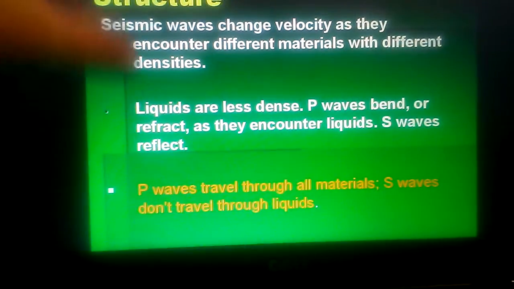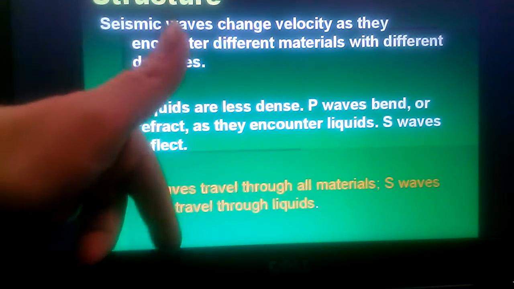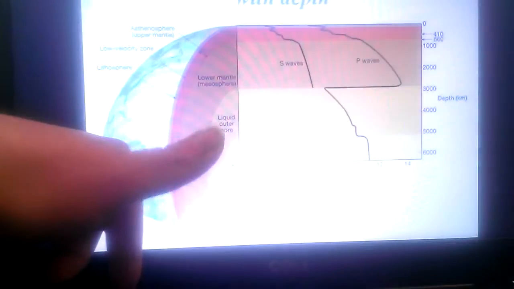So that is what you want to keep in mind when you're studying. P waves move faster, they're the first to arrive. S waves are slower because they can't move through liquids, and they're moving up and down.